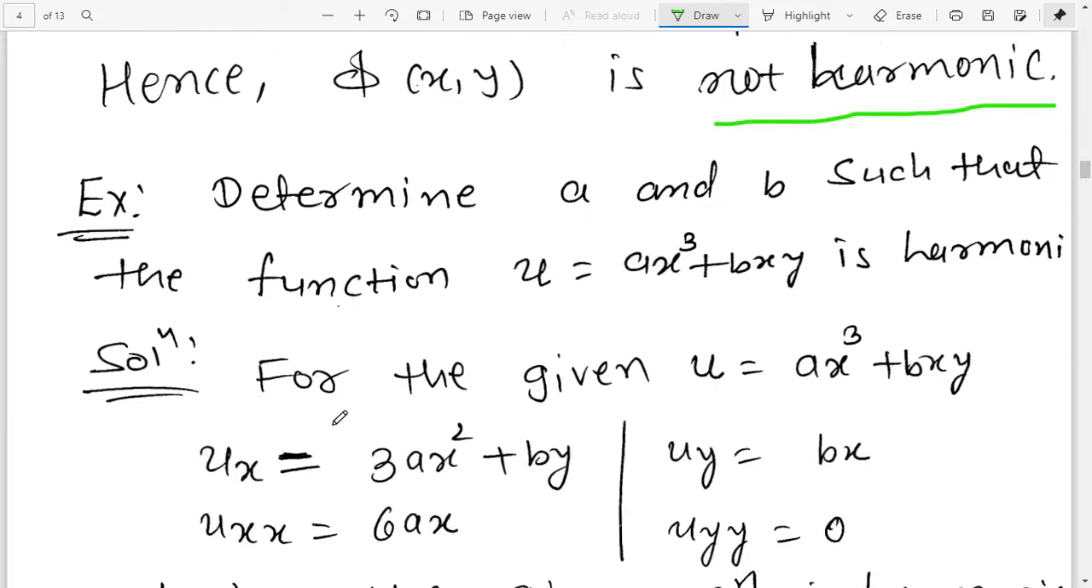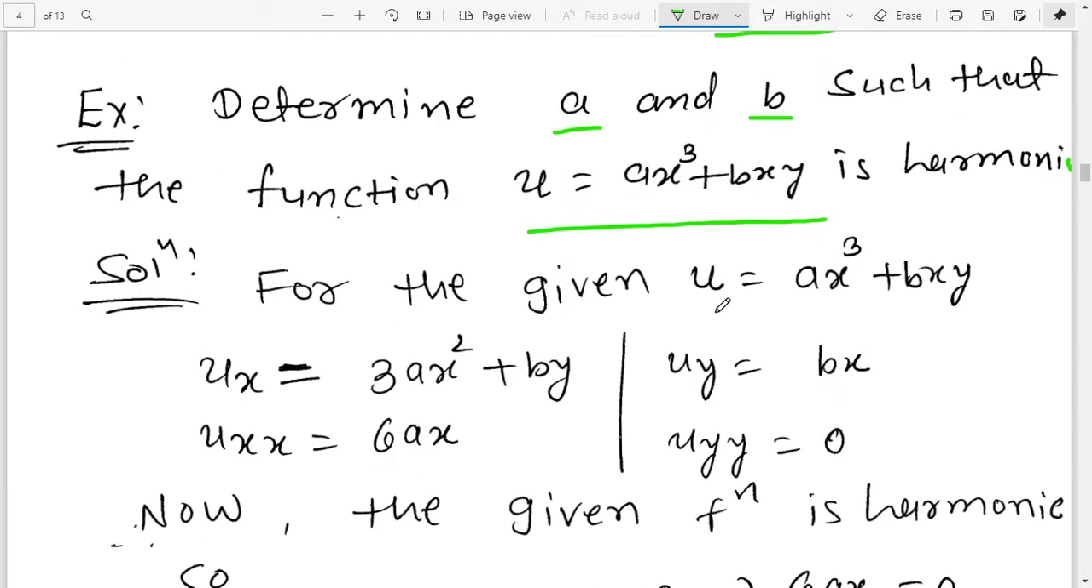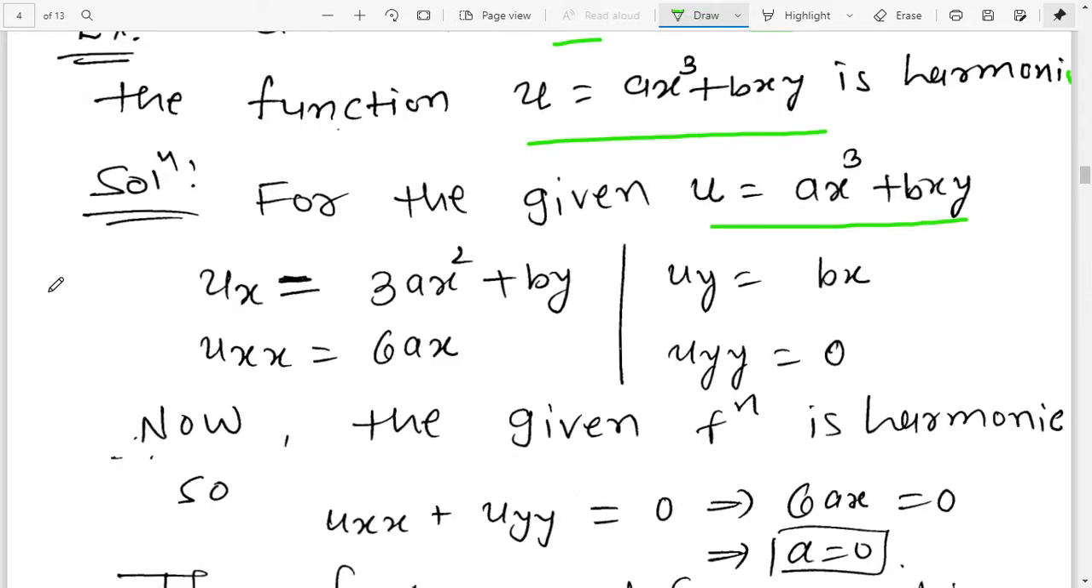Now the next example: determine a and b such that the function u is equal to ax cube plus bxy is harmonic. Solution: for the given u is equal to ax cube plus bxy, which is a harmonic function, determine the second order partial derivatives of u with respect to x and with respect to y.